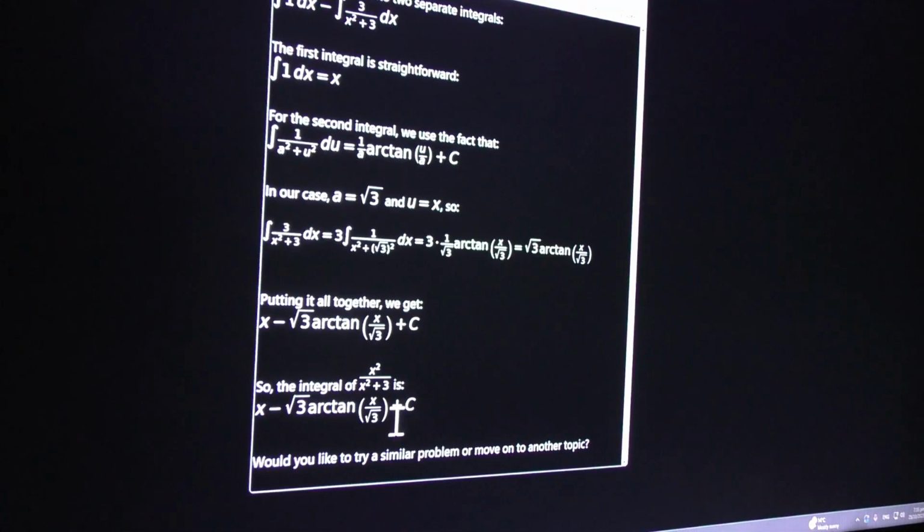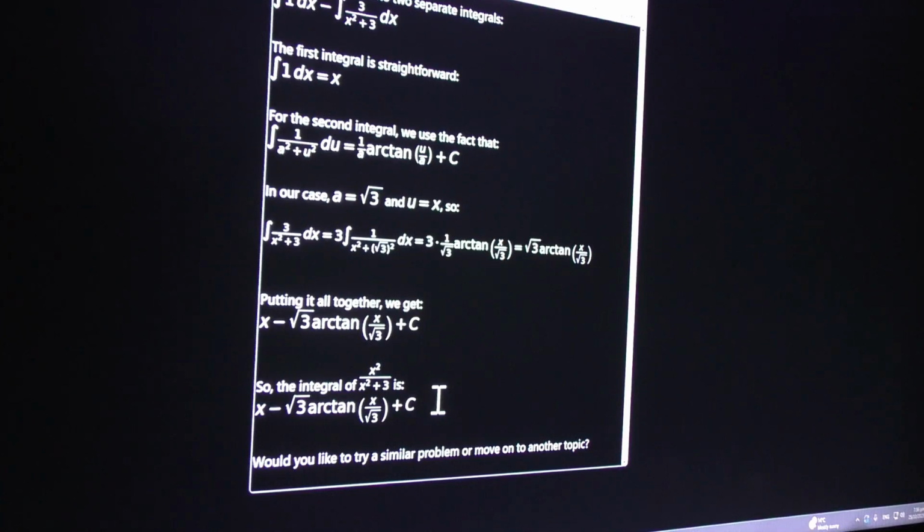Hopefully you can see that down here at the bottom: x minus root 3 arctan x over root 3 plus c. And that looks right, but let's check it. If we differentiate that, you get 1 minus 1 upon this squared times root 3, 1 over 1 plus x squared over 3. I think it's going to work out right. Okay, let's see. I'll get it to differentiate it anyway.